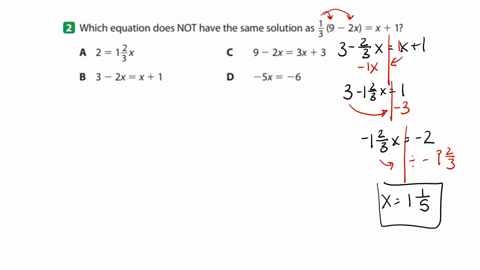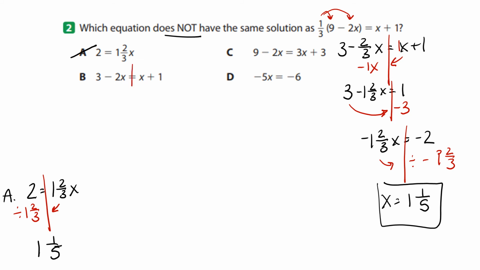So we're going to solve each of our answers to figure out which one gives us the correct solution. For letter A, we have 2 equals 1 and 2/3 x. There's only one step, so the only step we have to do is division. When we divide 2 by 1 and 2/3, we end up with 1 and 1/5, which is the same answer, meaning A is not correct, because the question asks which one does not have the same answer.